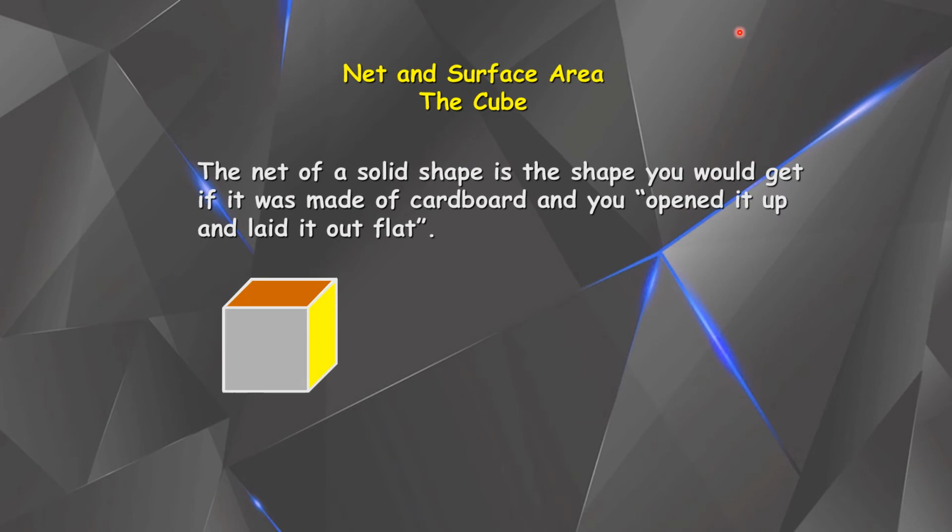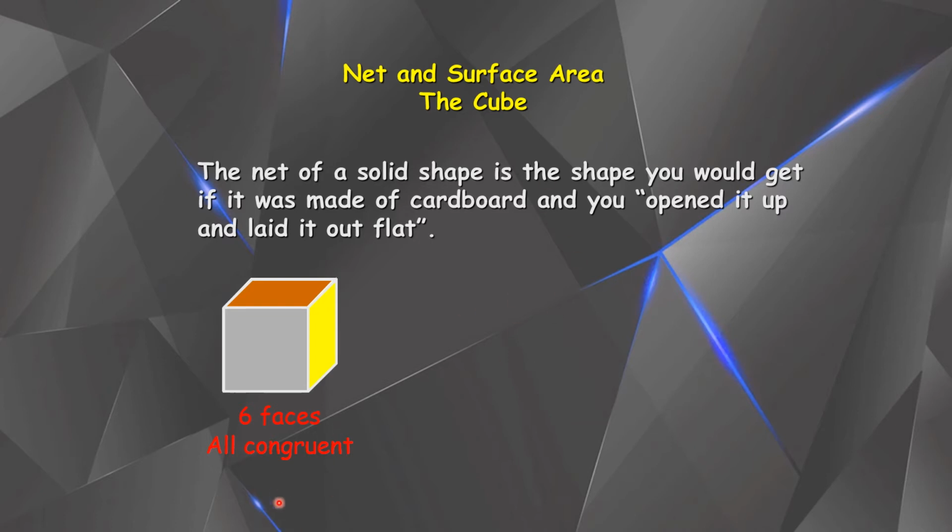So let's talk about the net. The net of a solid shape is the shape that you would get if it was made of cardboard and you open it up and lay it out flat. You will get an exact idea about a net. There are 6 faces in this cube, right? Look at the picture. All faces are congruent. Of course, in the case of the cube, all faces are congruent. See, the difference between cube and cuboid is this matter.